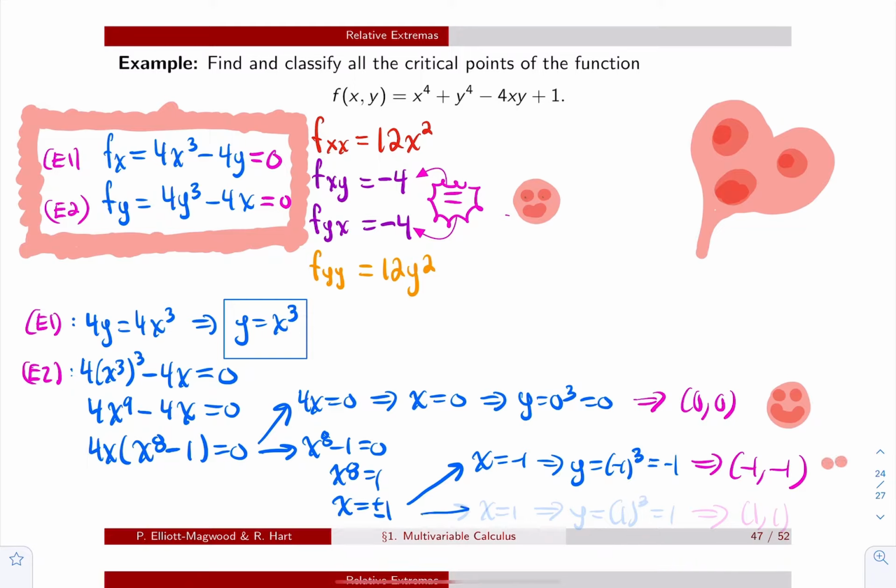And finally, for x equal 1, so same thing here. For x equal 1, the y value is 1 cubed.